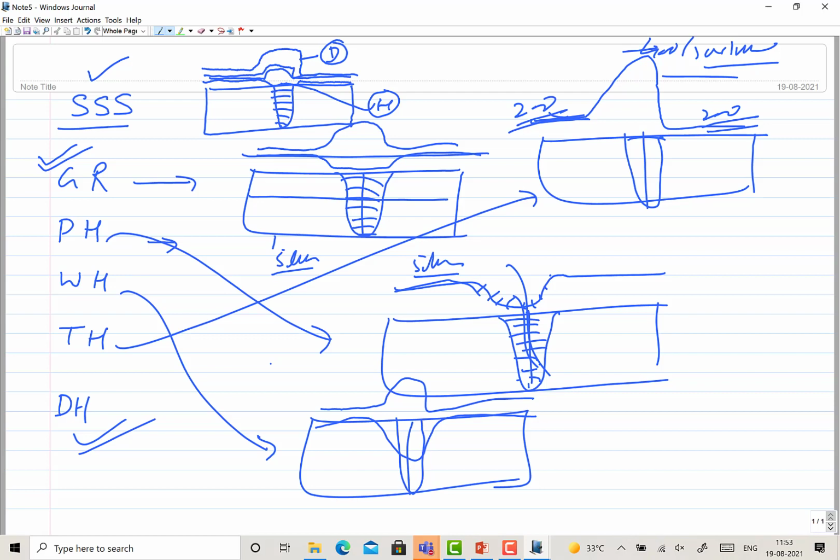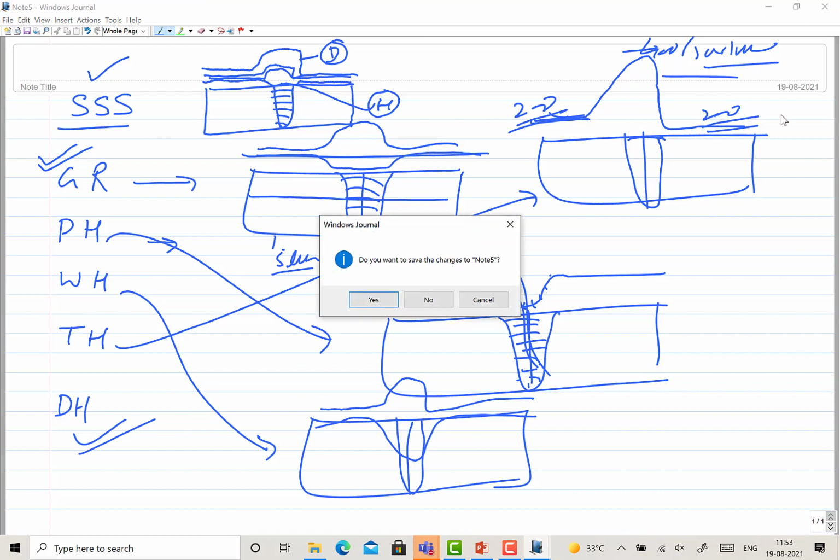So this was about the role of the metal strengthening mechanisms and ease of joining. What else I wanted to share? I think that's all about the role of the metal strengthening mechanisms in solid state joining.